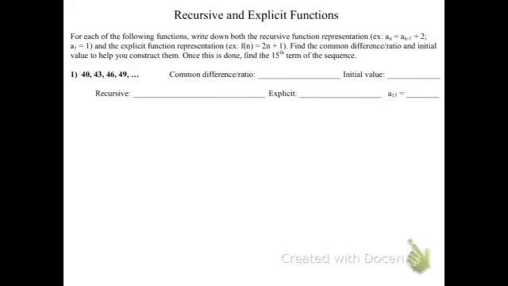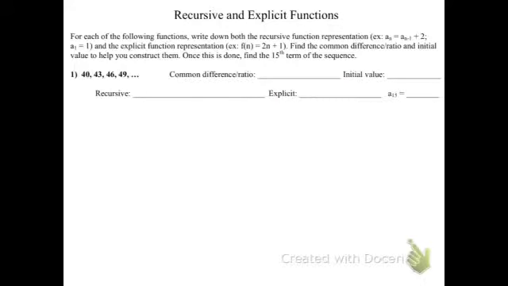Alright, so time for the solutions for the recursive and explicit functions paper. On each of these you have a sequence, and you need to get the common ratio or the common difference. You get the difference if it's arithmetic, you get the ratio if it's geometric, and then you write down the initial value. You use those pieces to get your recursive and explicit functions, and then you'll use your explicit function to get the 15th term.